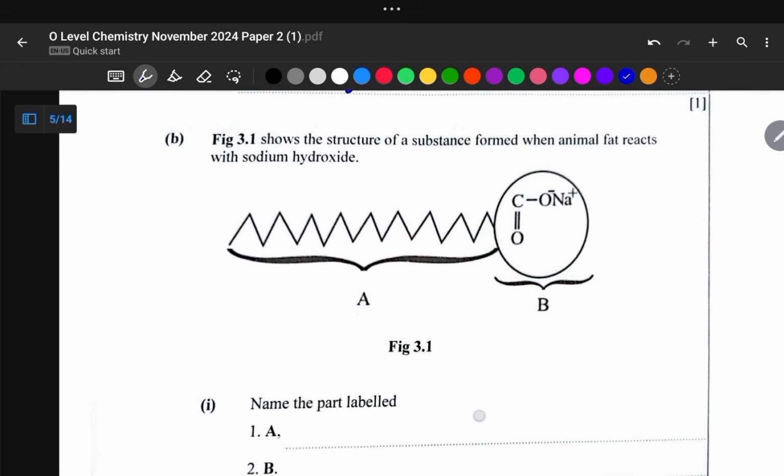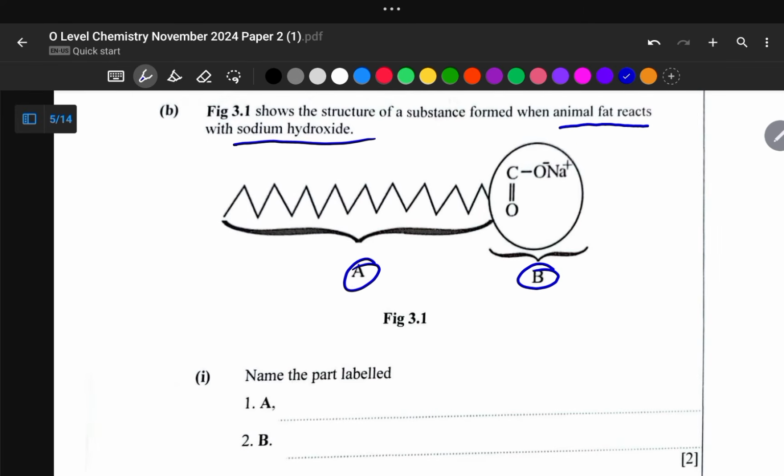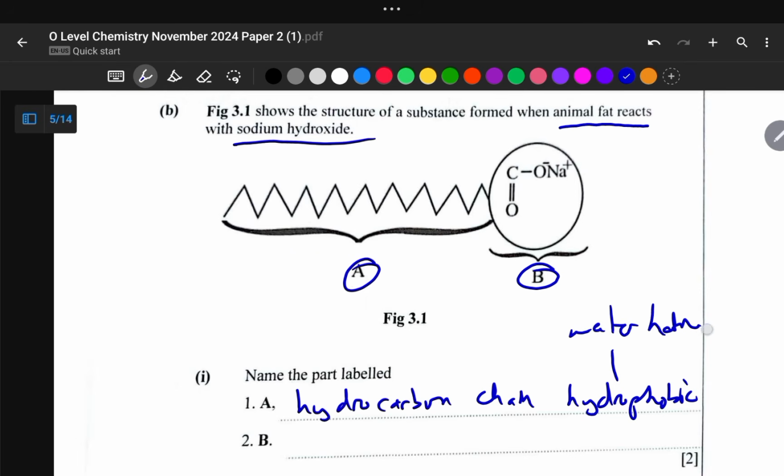Name the part labeled A. So part B says Fig 3.1 shows the structure of a substance formed when animal fat reacts with sodium hydroxide. So this is saponification, right? And then we've got A here and then our B here. Name the part labeled A. So A is the hydrocarbon chain, the hydrophobic part. Hydrophobic meaning water hating. Hydrophilic, water loving, right? Philic, water loving.